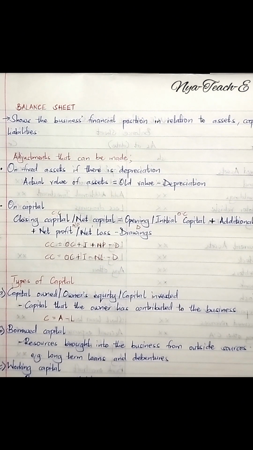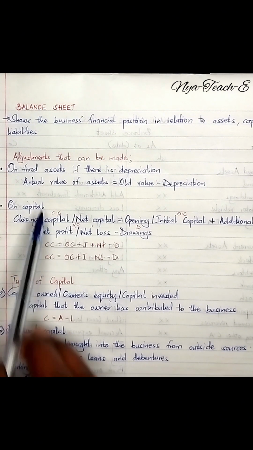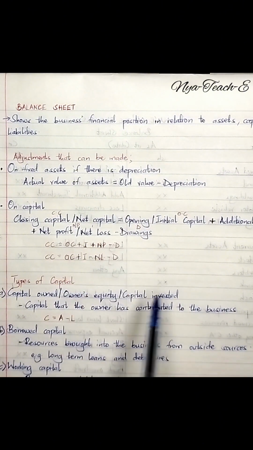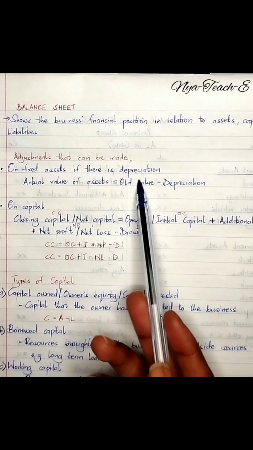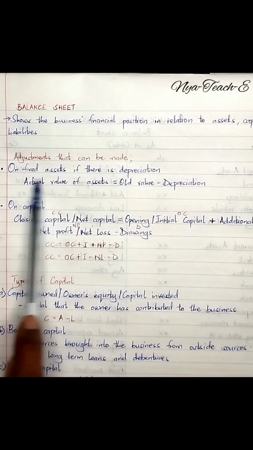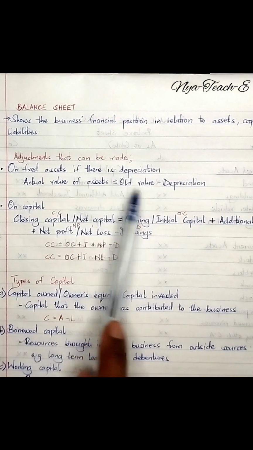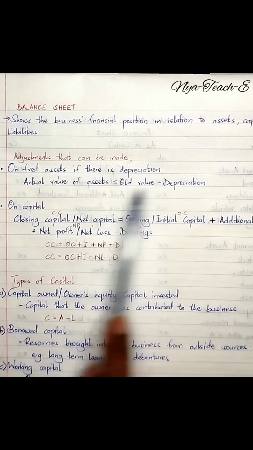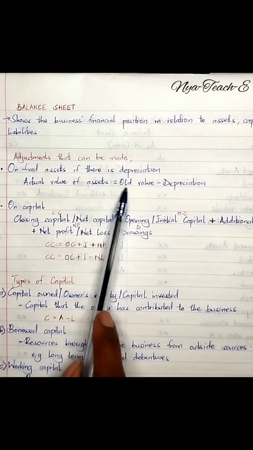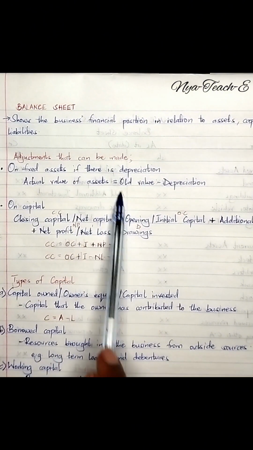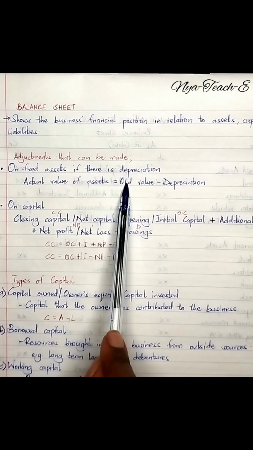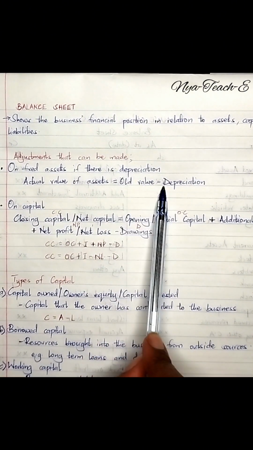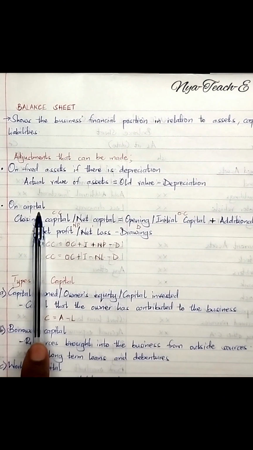Adjustments that can be made. What do we mean by adjustments? We mean changes that may occur when you are drawing up a balance sheet. On fixed assets, if there is depreciation, which is a decrease in the value of a good, we get the actual value of assets by taking the old value minus depreciation. So the actual value of assets when there is depreciation will be gotten by taking the old value of a particular item minus depreciation.